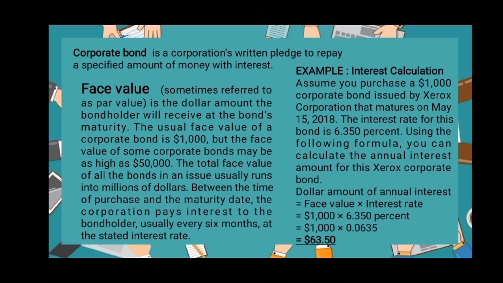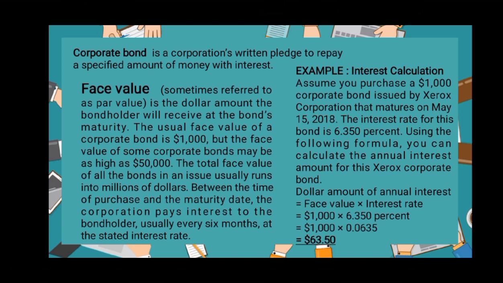Assume we purchase a $1,000 corporate bond issued by Xerox Corporation that matures on May 15, 2018. The interest rate for this bond is 6.350%. Using the following formula, you can calculate the annual interest amount for this Xerox corporate bond. Dollar amount of annual interest is equal to face value times interest rate. Ang usual face value kasi na amount is $1,000. So, 1,000 times interest rate na 6.350. Yung 1,000, ito times mo lang siya sa interest rate.